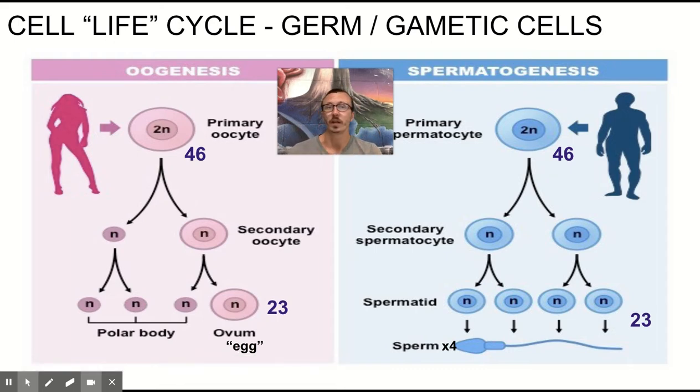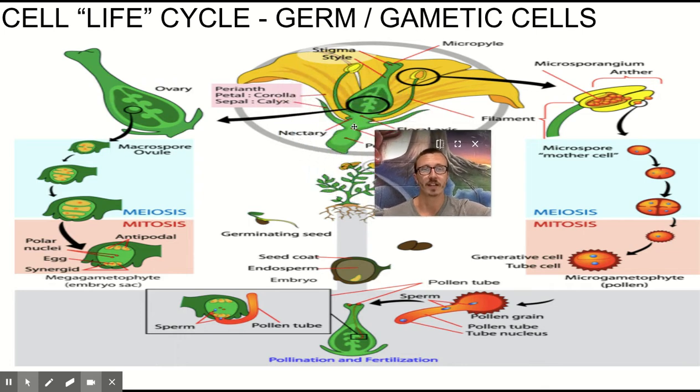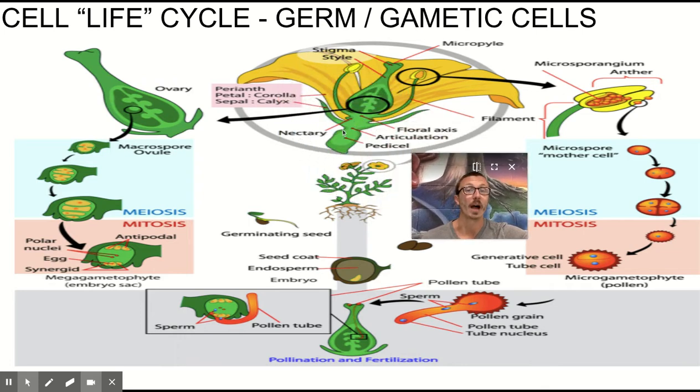In males, it's only going to be in the testes, and in females, it's only going to be in the ovaries. Now, other organisms also utilize sexual reproduction. So here in this diagram, I have a flower, right? And so flowering plants or angiosperms, they utilize sexual reproduction as well to increase the genetic variation in their populations.